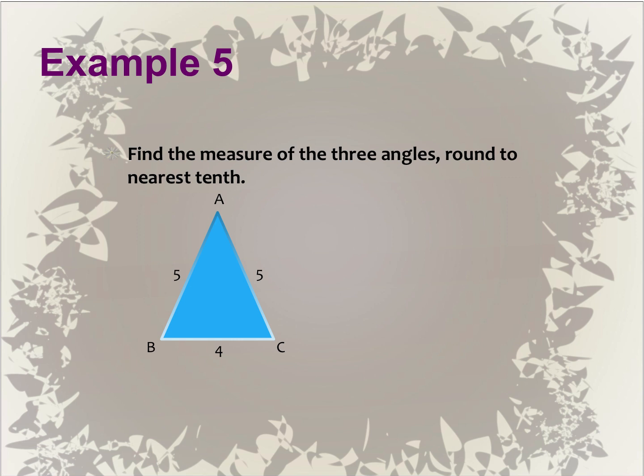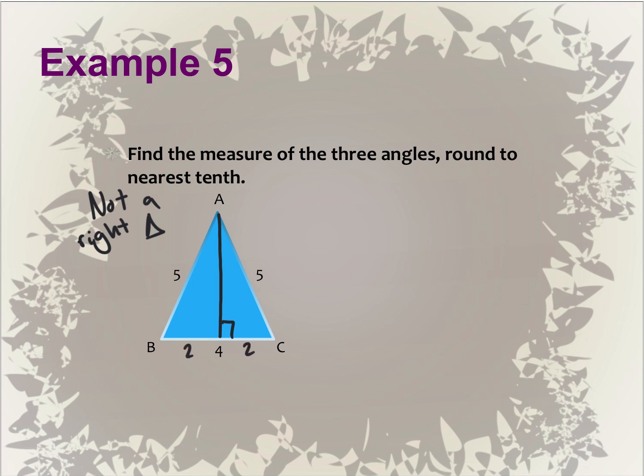So for example 5, they want us to find the measure of the three angles. They want us to write to the nearest tenth. Now the first thing to notice is that this is not a right triangle. So I'm going to write that down. Again, how do we make it a right triangle? We're going to draw the line from the A to the base, which in this case is BC. We're going to break up the segment by a bisector. So that means that the base is going to be 2 and 2.